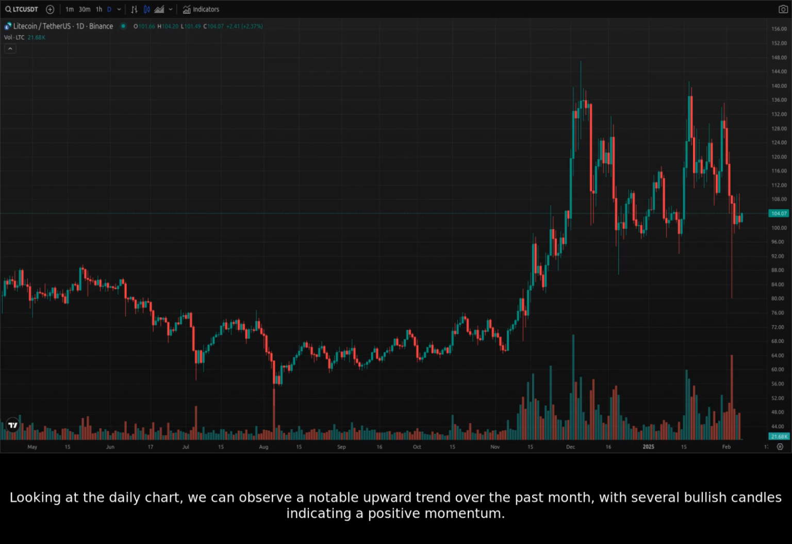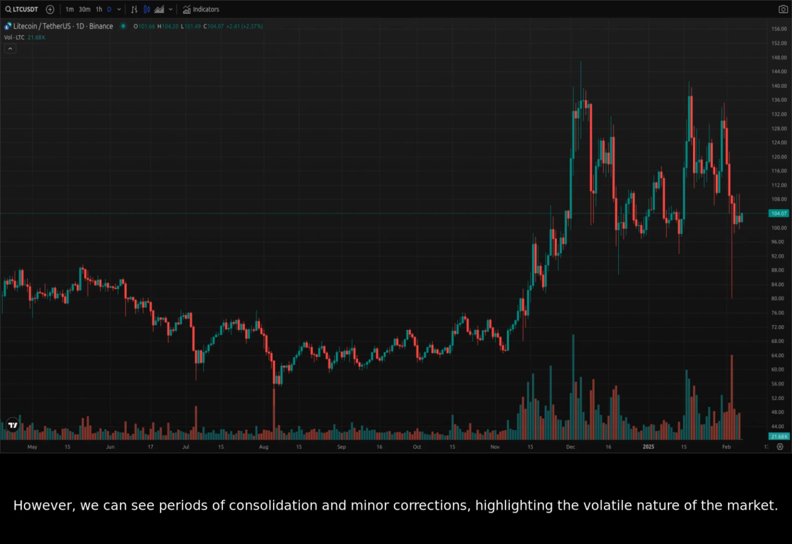Looking at the daily chart, we can observe a notable upward trend over the past month, with several bullish candles indicating a positive momentum. However, we can see periods of consolidation and minor corrections, highlighting the volatile nature of the market. The recent price surge seems to be related to the positive news about potential Litecoin ETF approval.